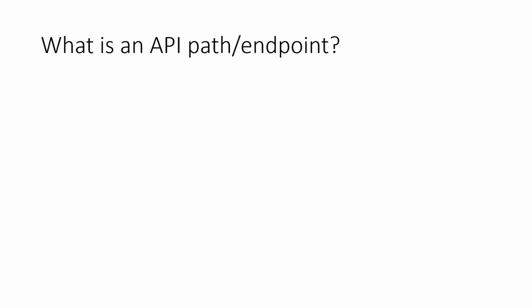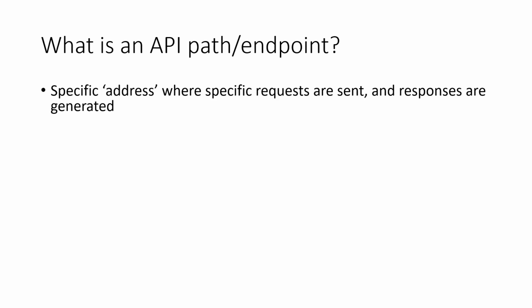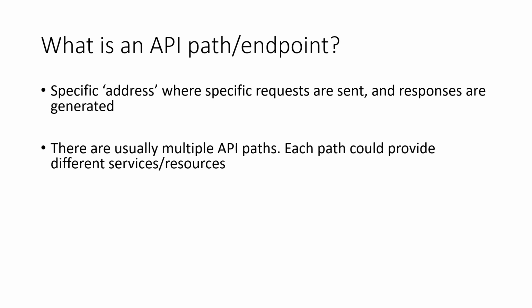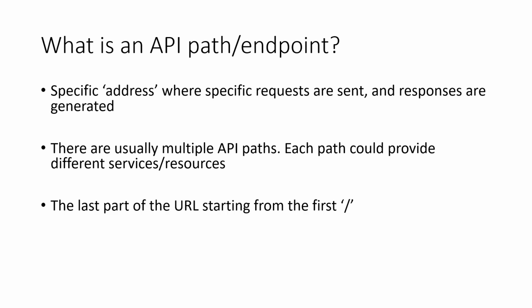So what is actually an API path, also called an API endpoint? Since there could be different types of requests sent to the API, there could also be various API paths to handle them. The API paths or API endpoints are the specific addresses where specific requests are sent and responses are generated. One company usually offers multiple API paths. It is an efficient way to separate resources. Each API path could provide a unique service. More specifically, the API path is the last part of the URL, starting from the first slash.